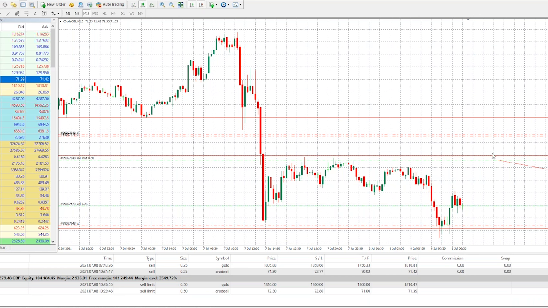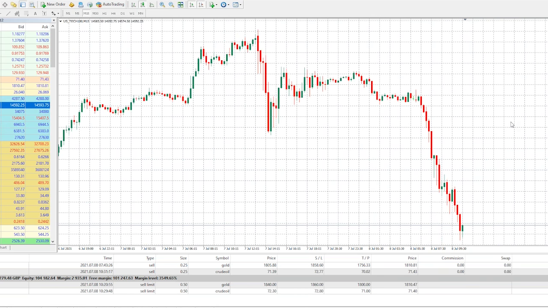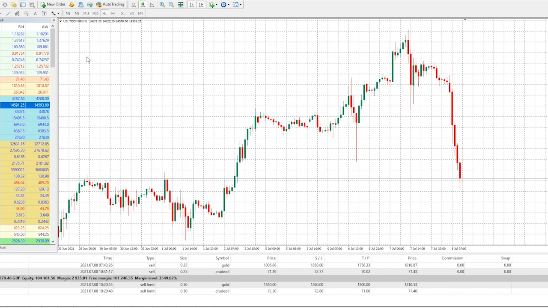Okay, so how about we look at some indices? US Tech 100, look at the plunge. That's not some small movement, folks. That is a huge move. Those are 15-minute candles. Down, down, down, down, down, down, down, right? Let's look at one-hour candles.